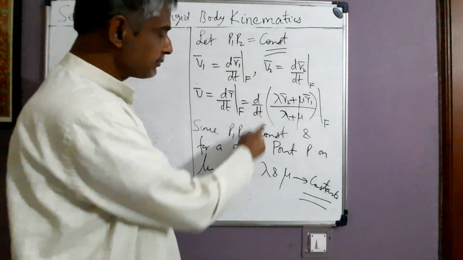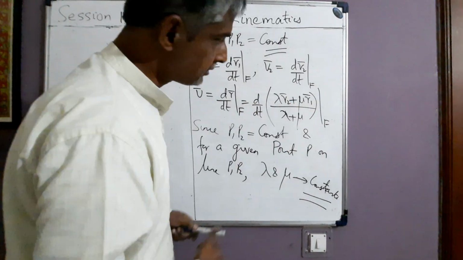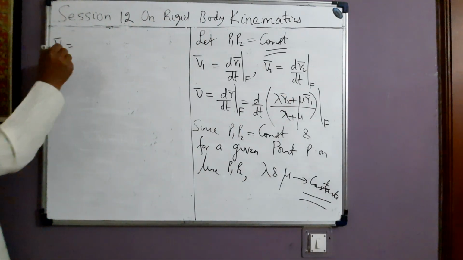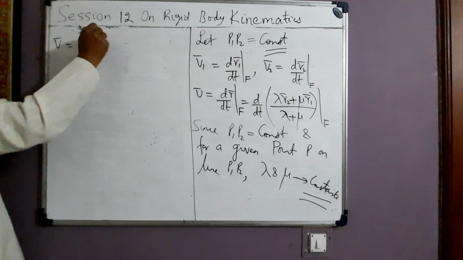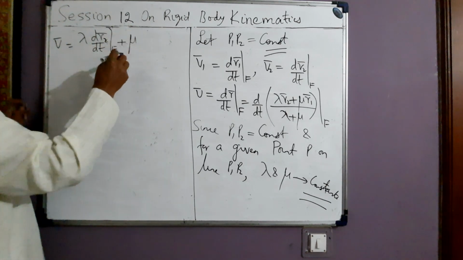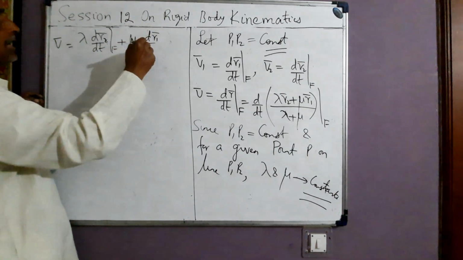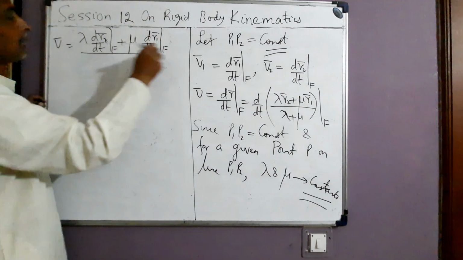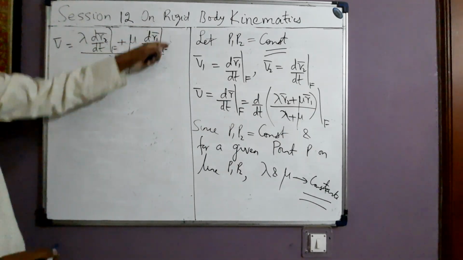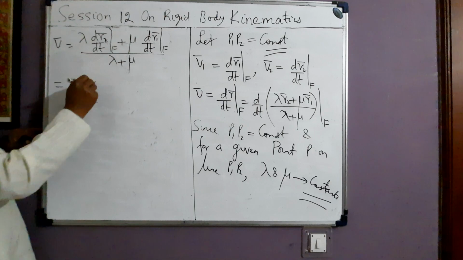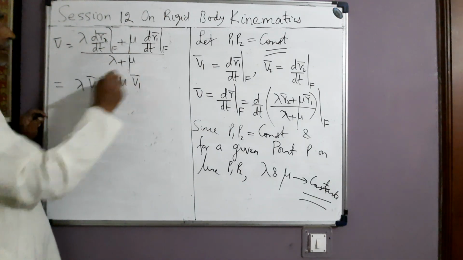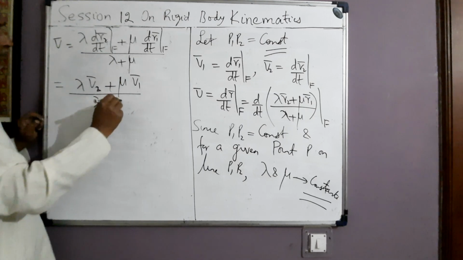Now, lambda and mu, I derivate this taking lambda and mu to be constants. Only R1, R2 time derivative has to be taken. So velocity of point P, V, becomes lambda times dr2 by dt in frame F plus mu times dr1 by dt in frame F, upon lambda plus mu. Now this becomes V2F, this becomes V1F. So this is simply written as V2, F is implied, plus mu times V1 upon lambda plus mu.